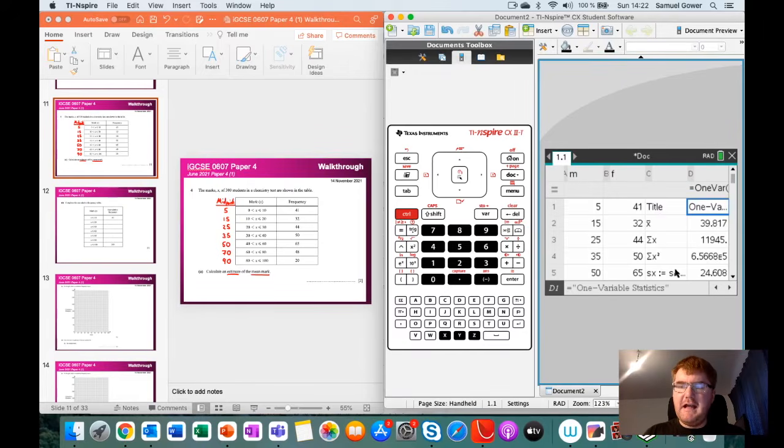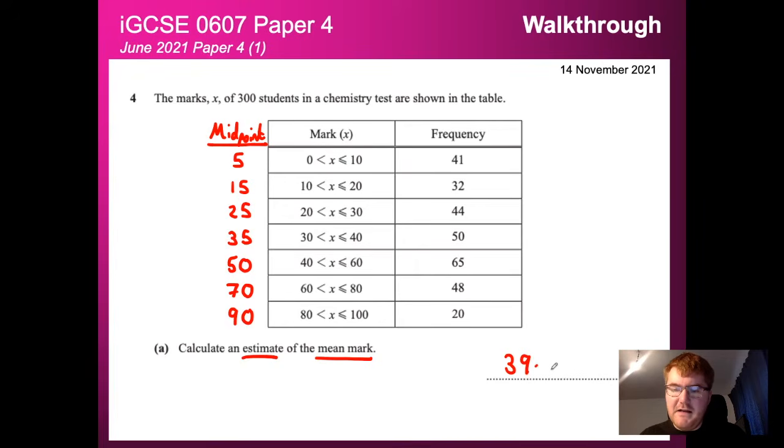I click OK, and you'll see the very first value you get here is our mean, this X bar, which is 39.817. So I'm going to go over and write that into my PowerPoint. And this is going to be our answer, 39.8. Remember, always round to 3 significant figures if you are not sure.